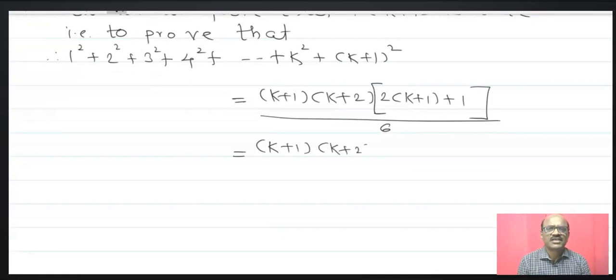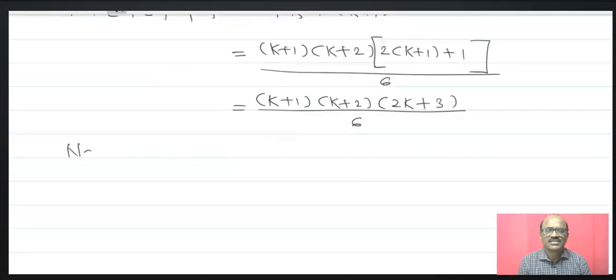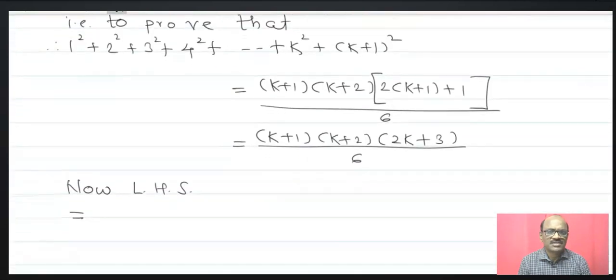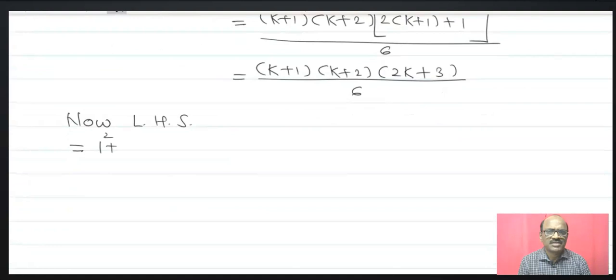Therefore k plus 1, k plus 2, 2k plus 2 plus 1, that is a 6, 2 plus 1, that is a 3. Now this is important. Now we will consider, this is called the succession step. So, step number 3.